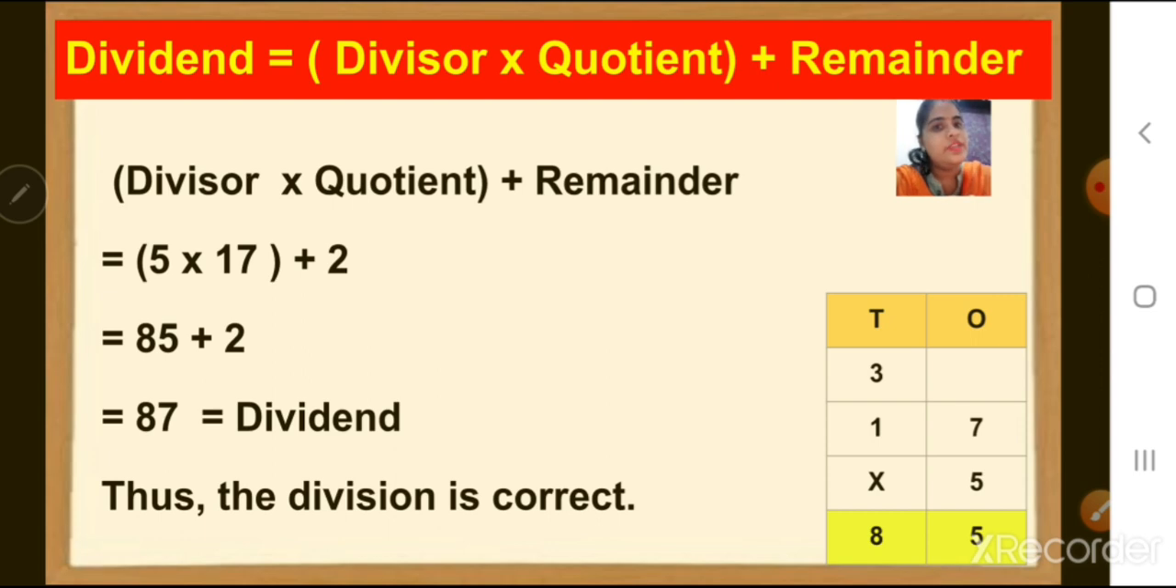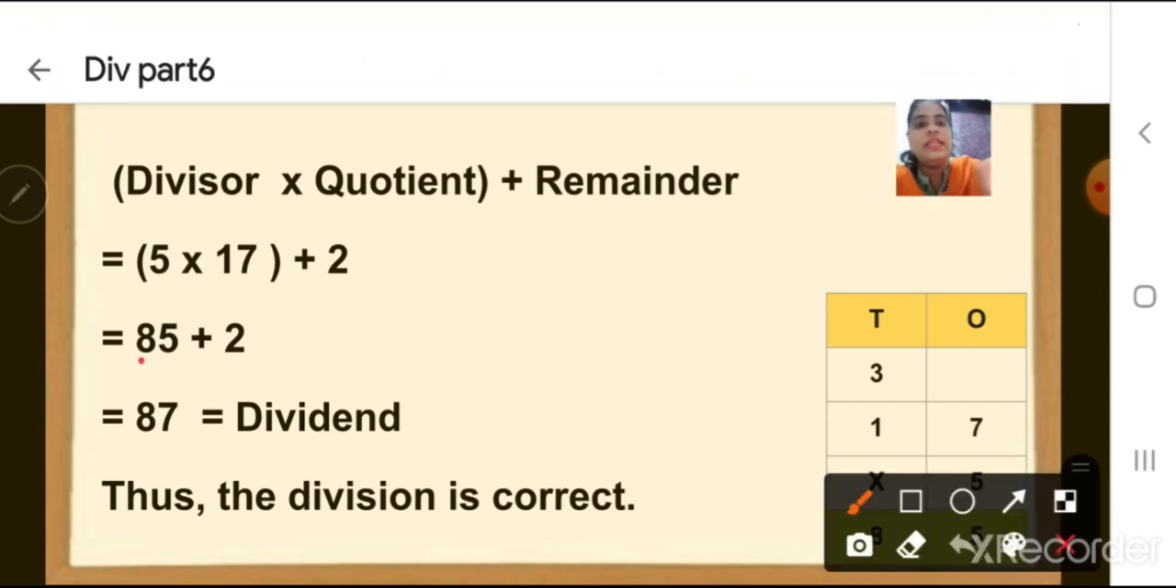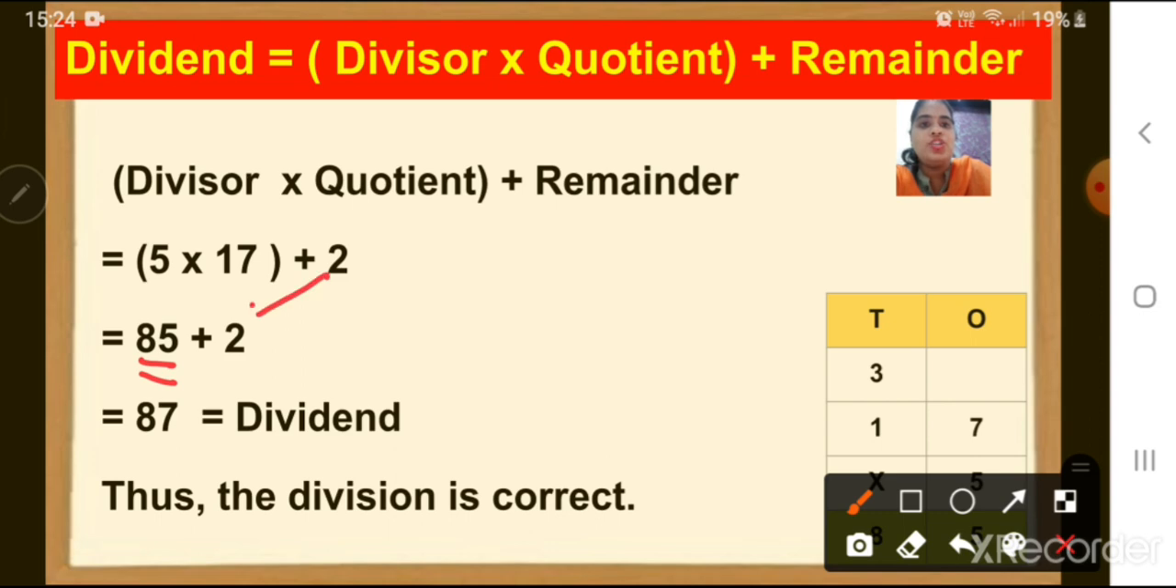First we are going to solve what is inside the bracket. 5 into 17. See children here. 5 into 17 or 17 into 5 is equal to 85. So I'll write here number 85 plus 2. 85 plus 2 is 87, which is our dividend. Thus the division is correct. Got it children? Now note down.